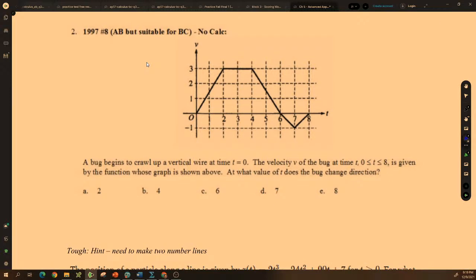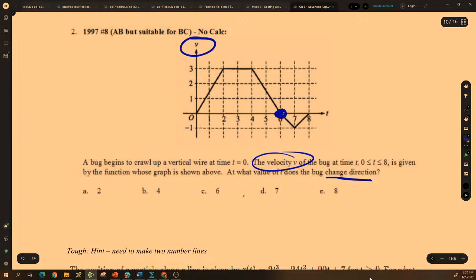Okay. Next we have a bug begins to crawl up a vertical wire. The velocity of the bug is given by this graph. So this is the graph of velocity. It says, at what time does the bug change directions? So we need to know changing directions just means that the velocity changes signs. So that happens at 6. Nice and easy.